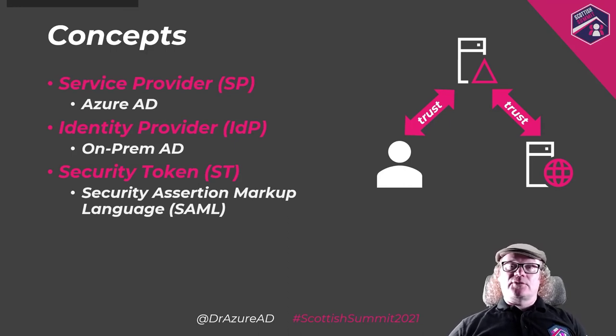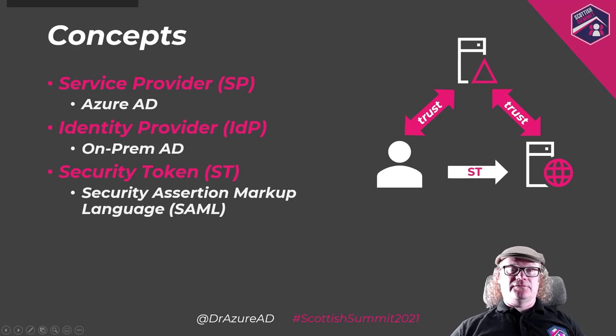And when the user wants to use the service, it goes to the domain controller, to the AD, and says that I want to use this service. And then the domain controller signs a security token with its private key and sends that to the user, and the user can get that token and go to the service provider, and the service provider can validate the token because it already has the public key of that domain controller, so it can verify that the signature is correct, and it can then let the user in.